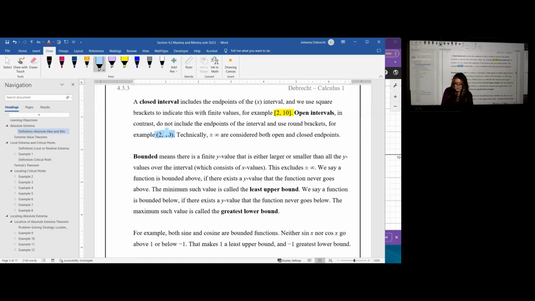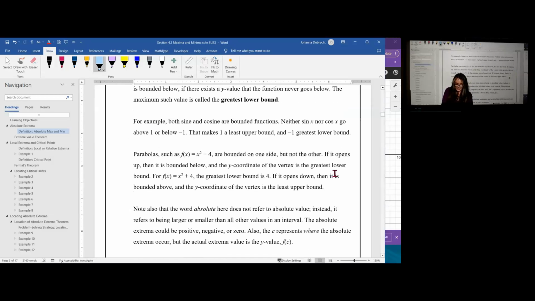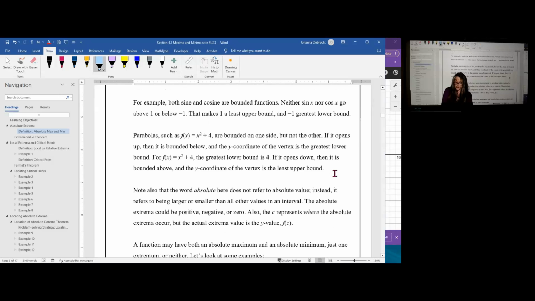Let's think about the graph of sine and cosine. We know what sine and cosine look like. They basically oscillate between -1 and 1. For both sine and cosine, the value of 1 is a least upper bound. It's the smallest number that sine and cosine never go above. They do hit the value of 1, but they never go above it. The value -1 is a greatest lower bound for the basic graphs of sine and cosine. They do hit -1, but they never go below it. It's the largest value they never go below.